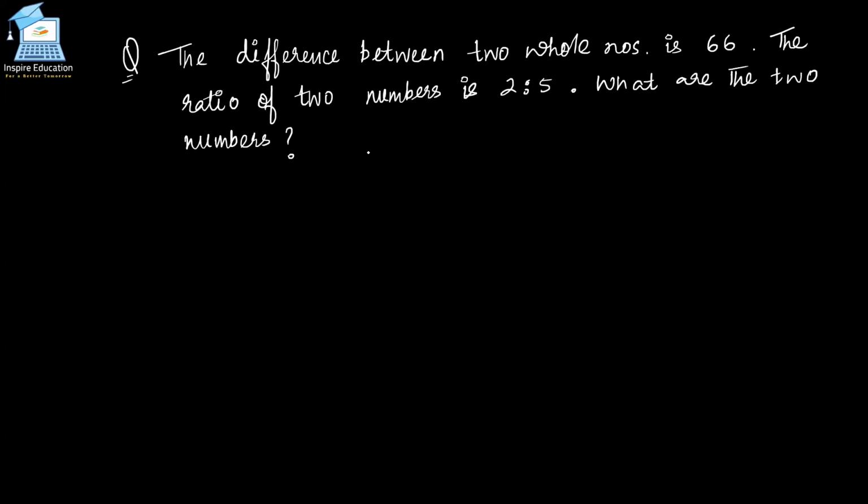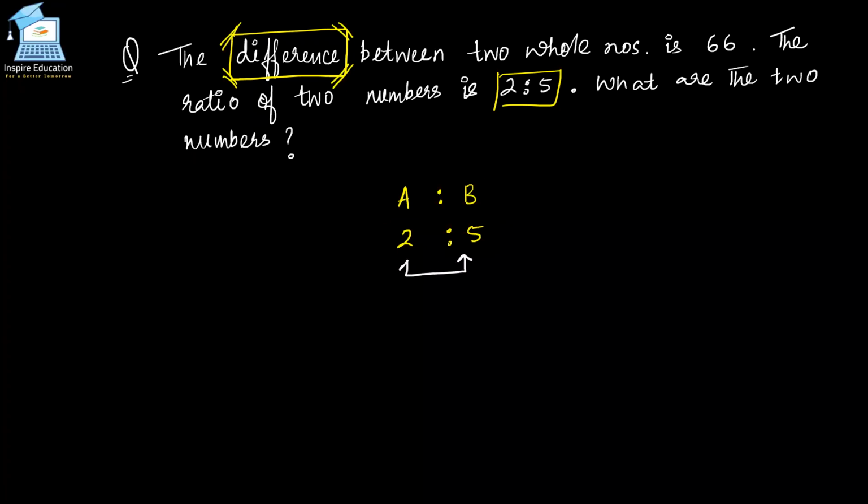This is very simple. We will again follow our own technique. Let us say this is A is to B. A and B are two numbers, 2:5. Just focus on this. What have they given? They have given the difference. Let us say in a fake way that the two numbers are 2 and 5 only. Now you tell me, what is the difference between 2 and 5?